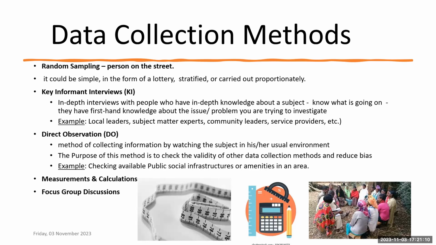Direct observation. Direct observation is a method of collecting data by your what? By your sensory organs or your sensory capabilities, by watching the subject in their environment. The purpose of this method is to check validity of other collection methods and reduce bias. For example, checking available public social infrastructures or amenities in an area.